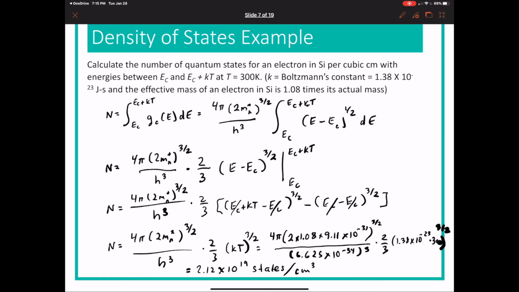And there really isn't much of a point in calculating states per cubic meter. It's been a long day. So that is basically how we figure out how many slots there are for electrons at that energy level. Not at any other level, just at that energy level.